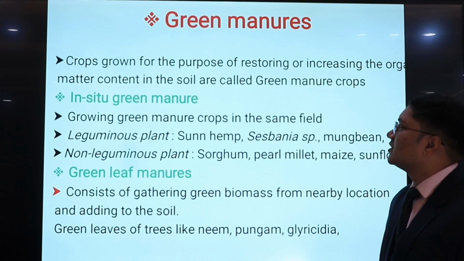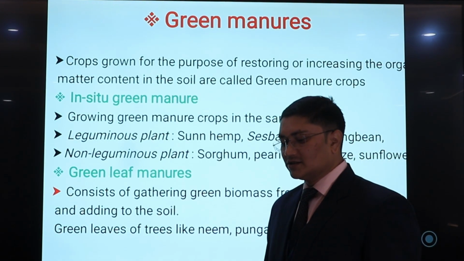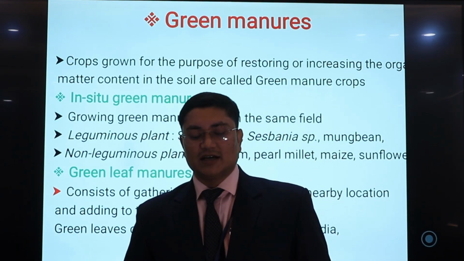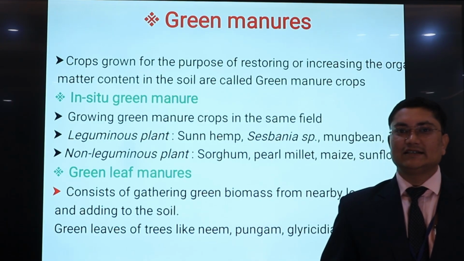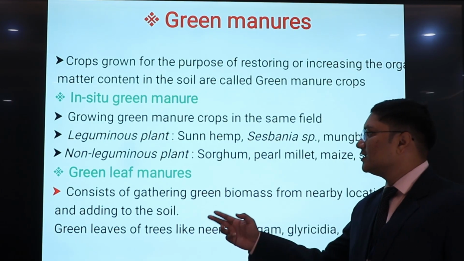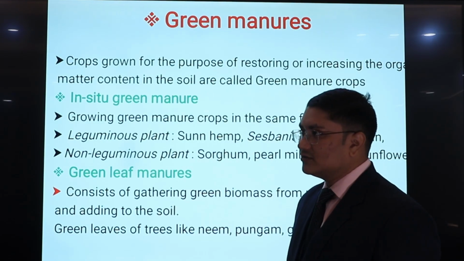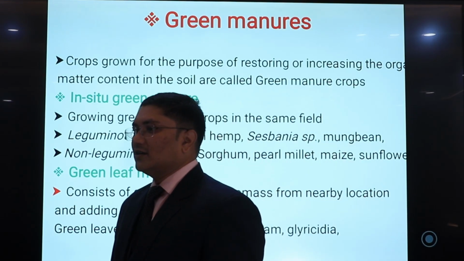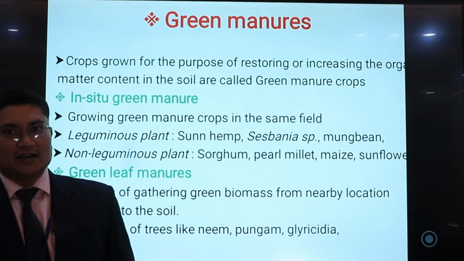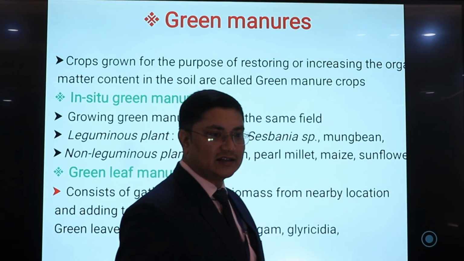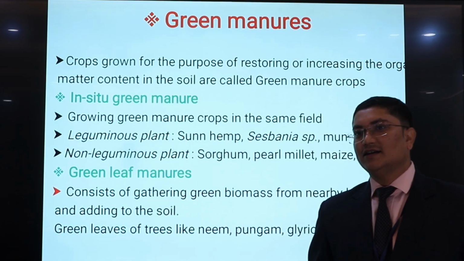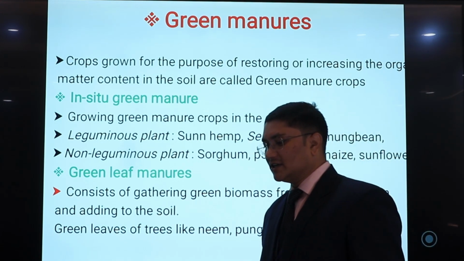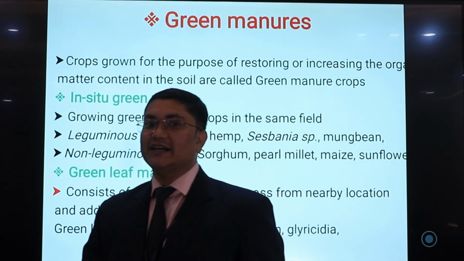And now let's move to the green manure. Green manure is also organic in nature, and there are two categories of green manure. One is in situ, and the second is green leaf manures. In situ is a Latin word. In means inside, as in English, and situ is a Latin word meaning place, or in place.